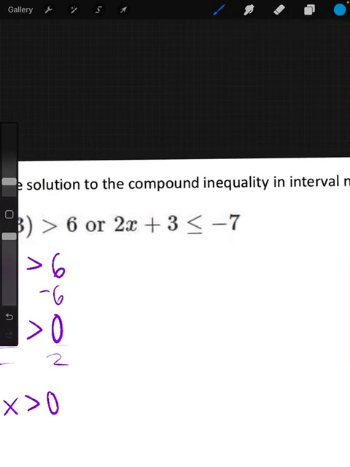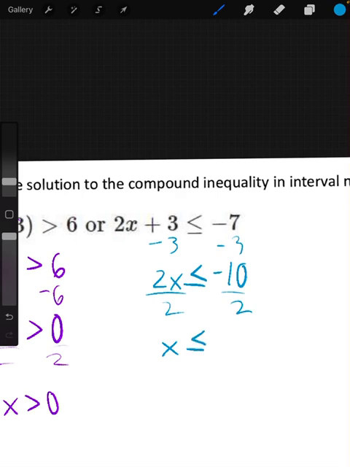Now for the second one, we don't have to do any distributing. First, let's subtract 3 from both sides. So we got 2x is less than or equal to negative 10. And then we divide both sides by 2. So we have x is less than or equal to negative 5.